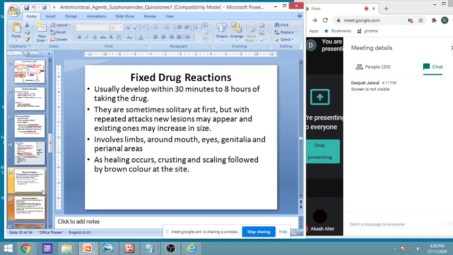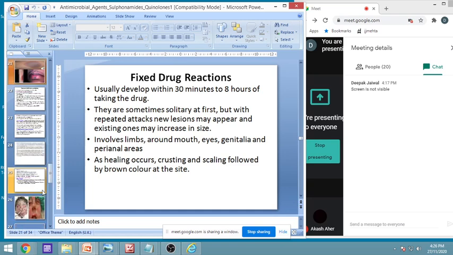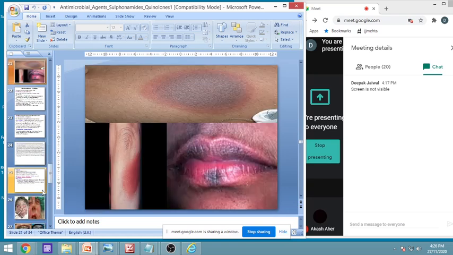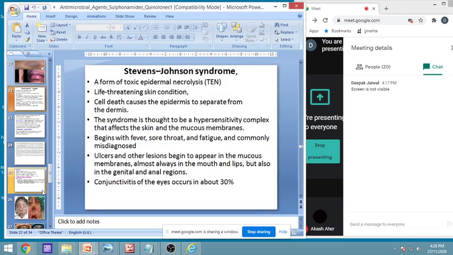So these, as I told you, are hypersensitivity reactions, very dangerous ones. See, these are some pictures of that. I told you it can lead to exfoliative dermatitis also. Then Stevens-Johnson syndrome, which is toxic epidermal necrolysis. It is also called TEN. Toxic epidermal is skin and necrolysis, that is damage to skin. It is a life-threatening skin condition.